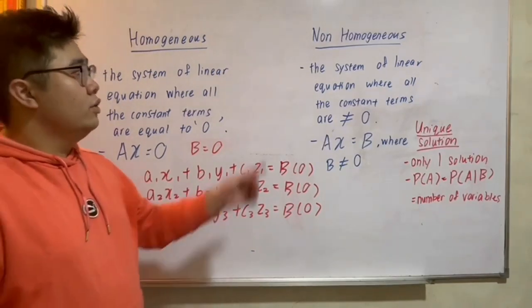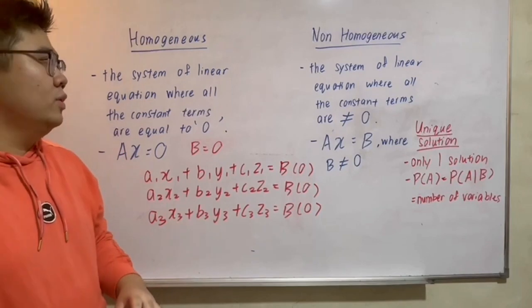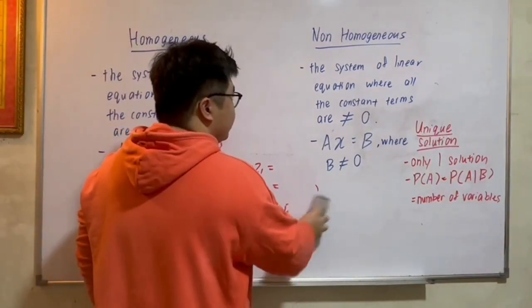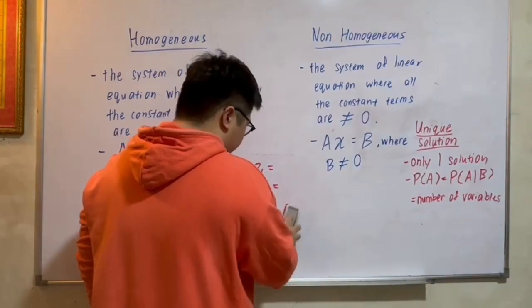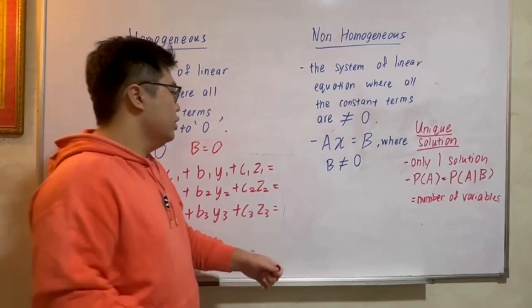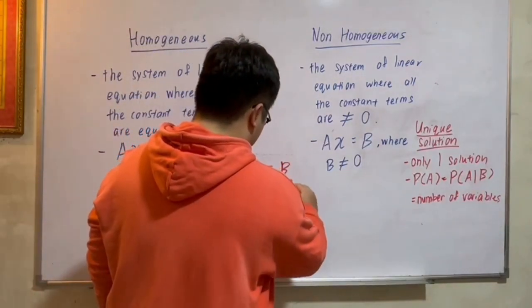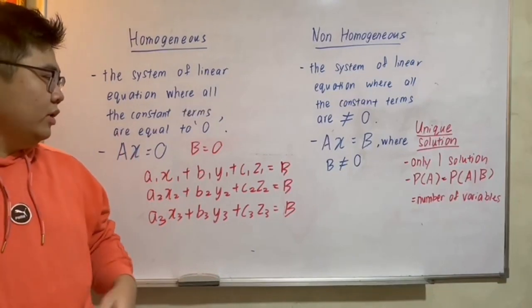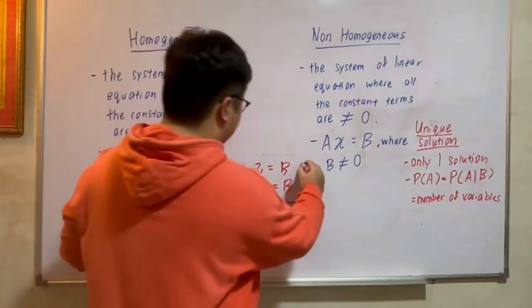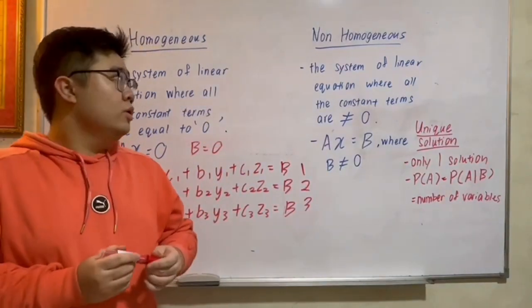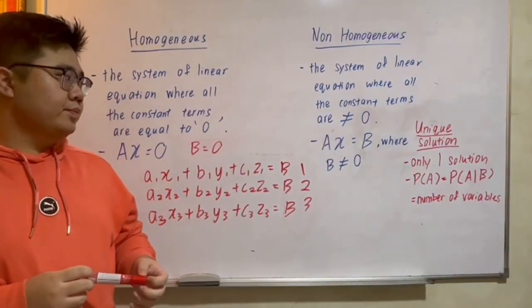Now, moving on to the non-homogeneous system, which is actually just the opposite, which is a system of linear equations where the constant terms are not all equal to 0, meaning that our b here can be any type of number. Like, for instance, 1, 2, 3. It will also be counted as a non-homogeneous system.